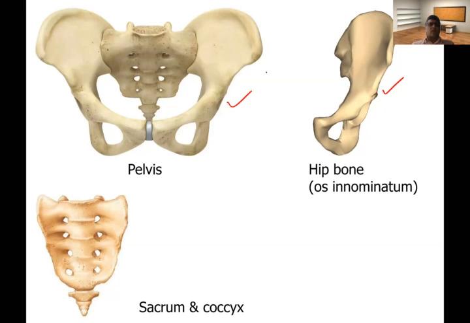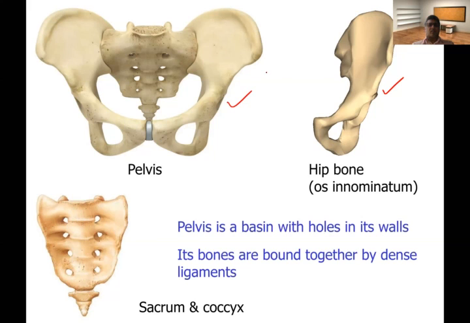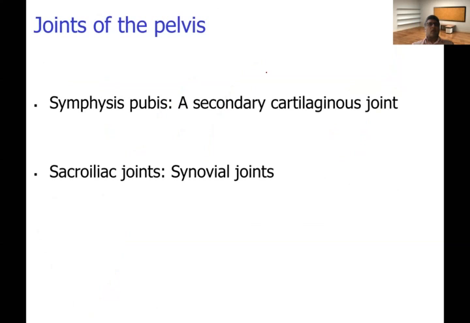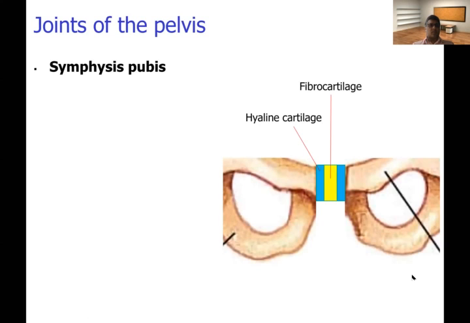Remember this point. Then the pelvis is conventionally considered a basin with holes in its walls. That's how it is described. And its bones, the bones that we just described, are bound together by dense ligaments. Now, there are two types of joints in the pelvis connecting these bones together. One is the symphysis pubis, which is a secondary cartilaginous joint. And the other two joints are the sacroiliac joints, which are synovial joints.